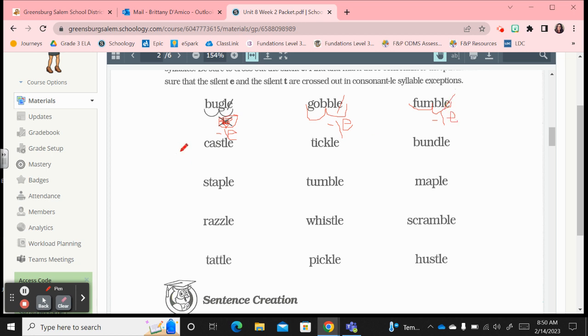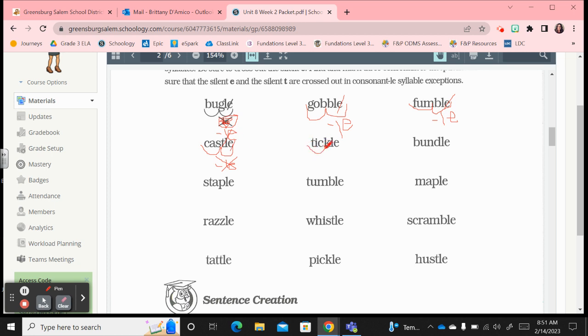Okay, next row. Here we have castle. So we have a consonant LE exception here. You want to keep this S with the first syllable to keep it closed. You don't want it to say castle. So that's how we mark those. This is the consonant LE exception. Okay, so that time you cross it off. And since it has the silent T and the silent E, you cross off both of those things.